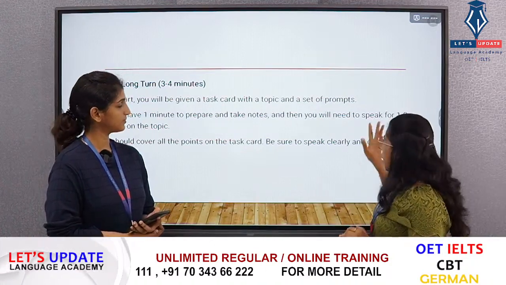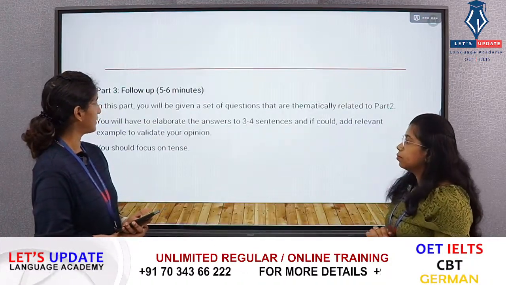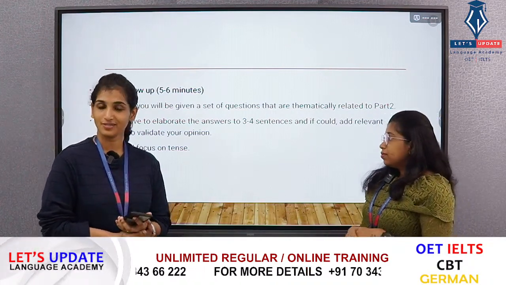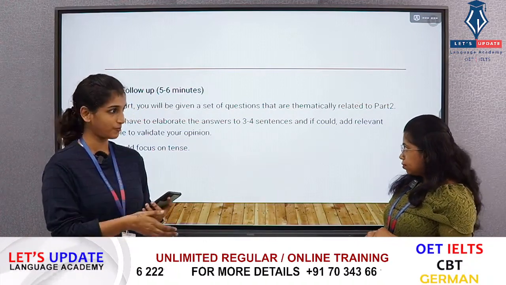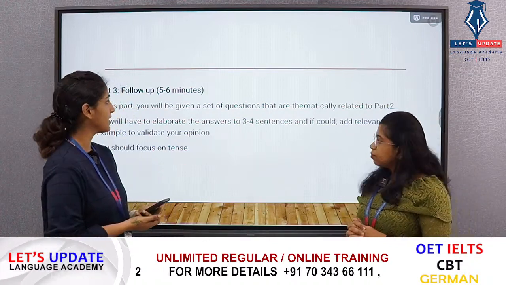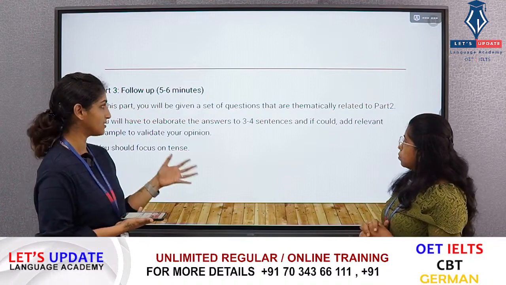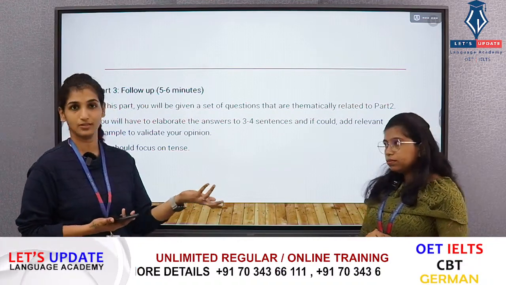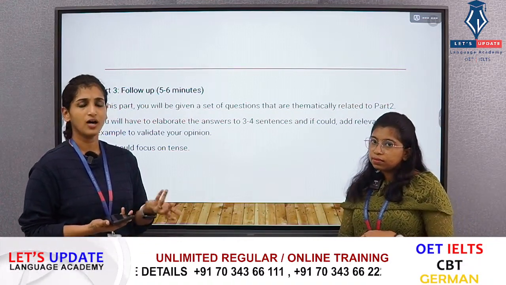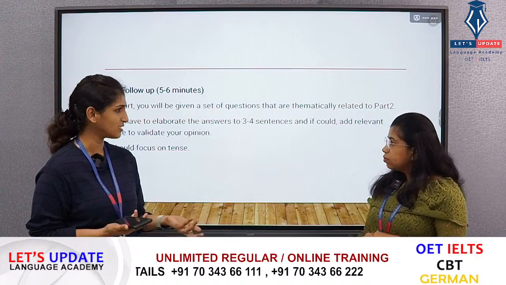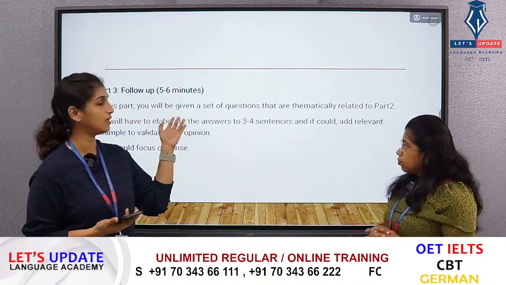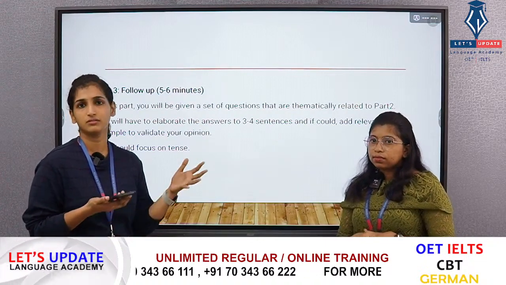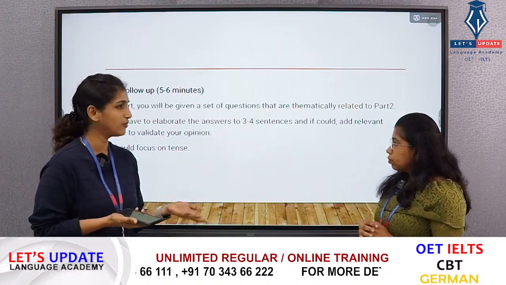Okay, moving to part 3. Part 3 is related to the part 2 cue cards. You will be asked some questions related to the topic of your cue card, and there you have to elaborate your sentences, unlike in your introductory part, because in the introductory part you can answer with 2 to 3 sentences, I guess. But in the follow-up questions, you have to answer with 3 or a maximum of 5.